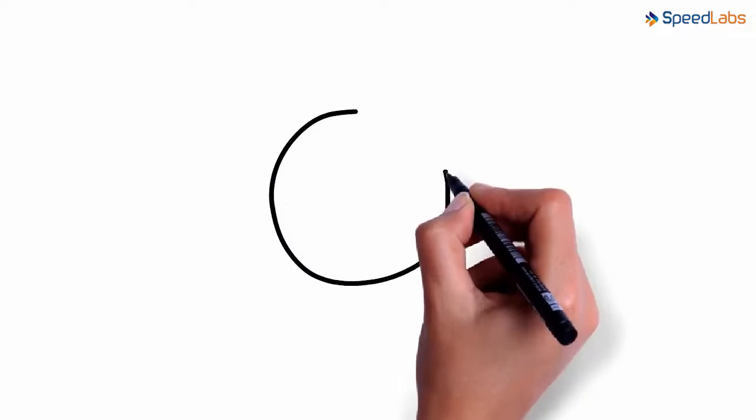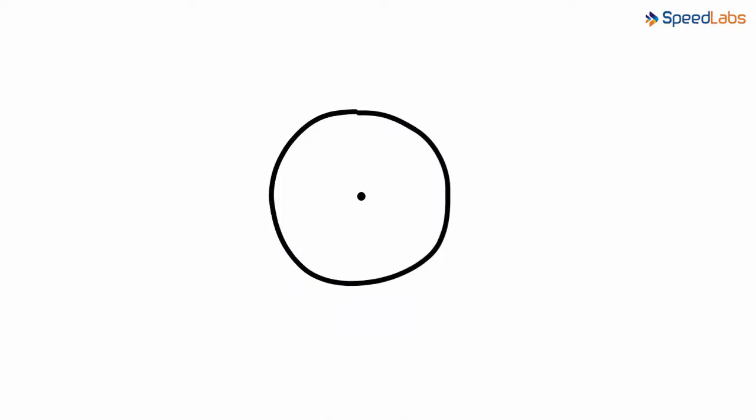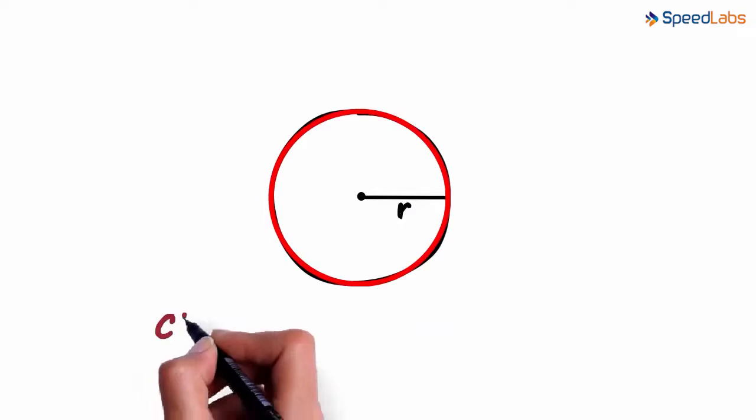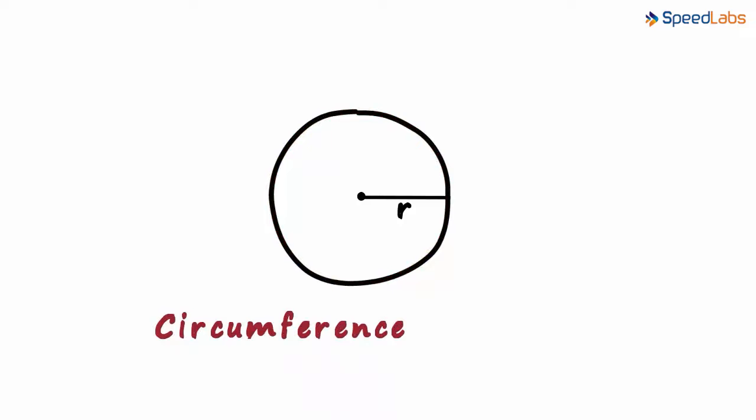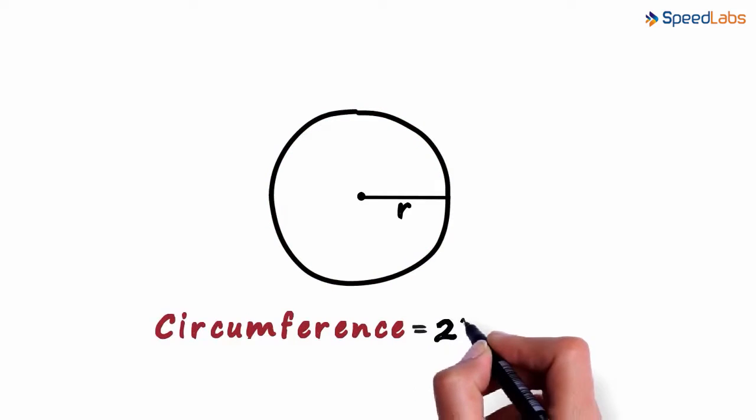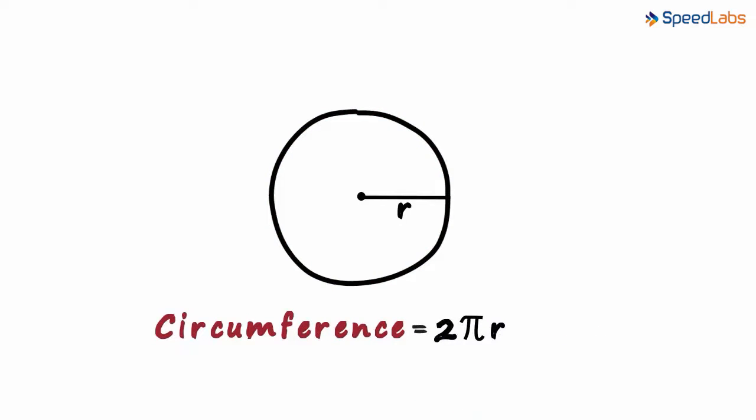Let's draw a circle with a center and let the radius of the circle be r units. The length of the boundary of the circle is called the circumference. We know that the circumference of the circle is given by the formula 2 pi r. The circumference is just the boundary or the perimeter. But we will understand what the formula for the area contained inside this boundary is.